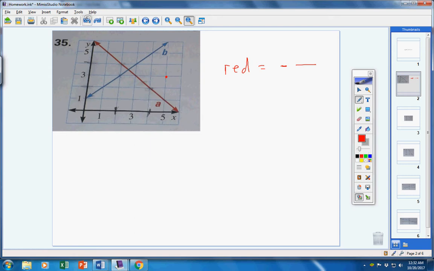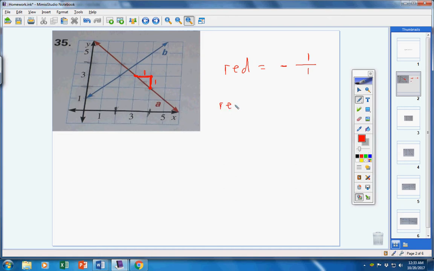Some big points on the red line that go right through the crosshairs, okay? Places like that. So, here's one, and here's one. Look at that. So, draw my triangle going up, going over. My rise is from here to here, 1. My run from here to here is 1. So, rise over run, 1 over 1, which is 1.